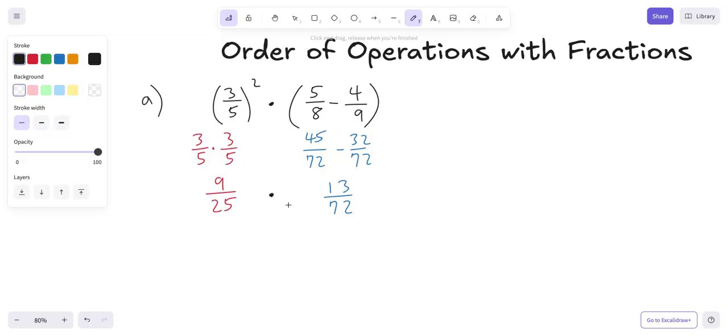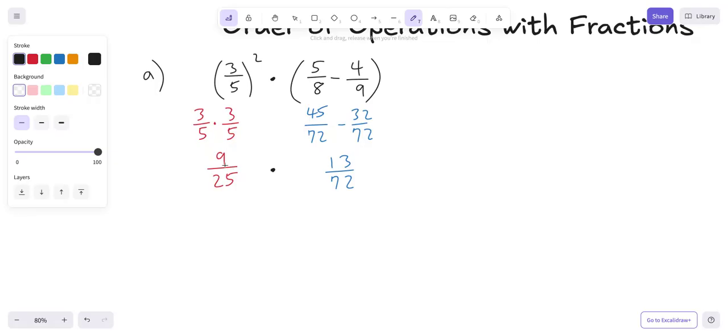I could multiply across now, but instead I'm going to choose to simplify just to make the number smaller. I see that 9 and 72 can both be divided by 9 to get 1 and 8. And now if I multiply across, 1 times 13 is 13. 25 times 8 is 200. And that cannot be simplified, so that's my answer.